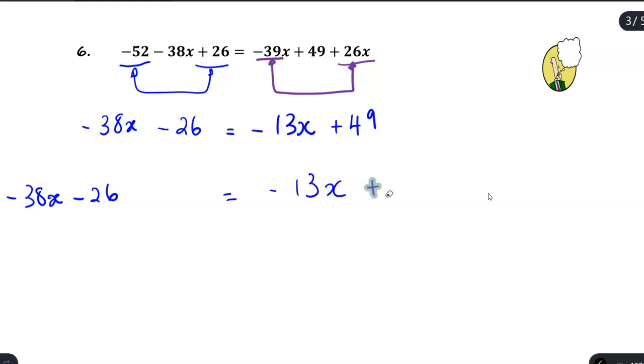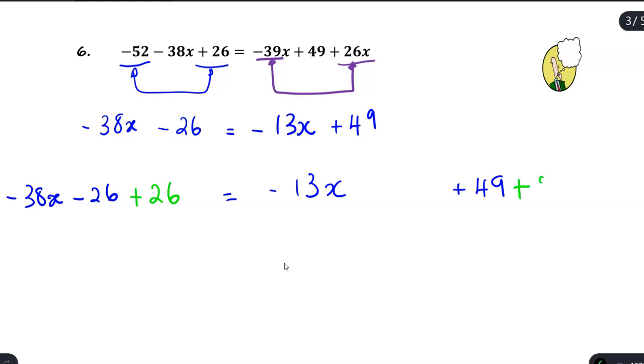So I'm going to give myself some space, and then I will perform this for you to see. Okay, so here, exact same thing on the top, right? Negative 38x subtract 26, negative 13x plus 49. I just rewrite exactly what I have. Then I want to get rid of the negative 26. That means I'm going to add the 26.